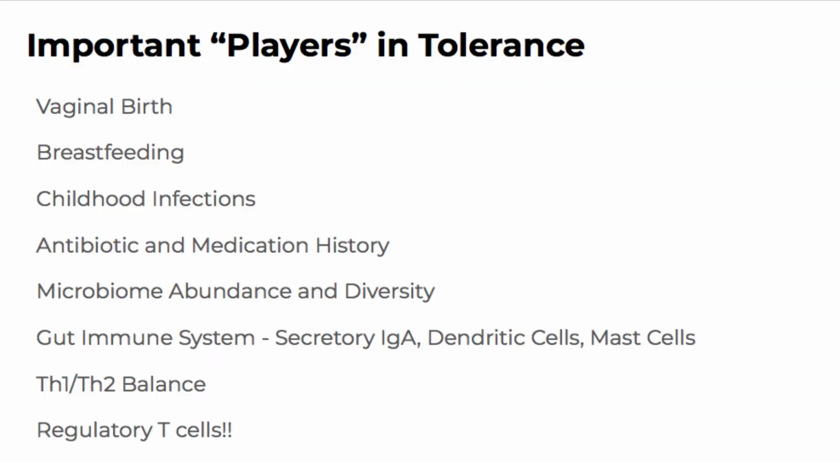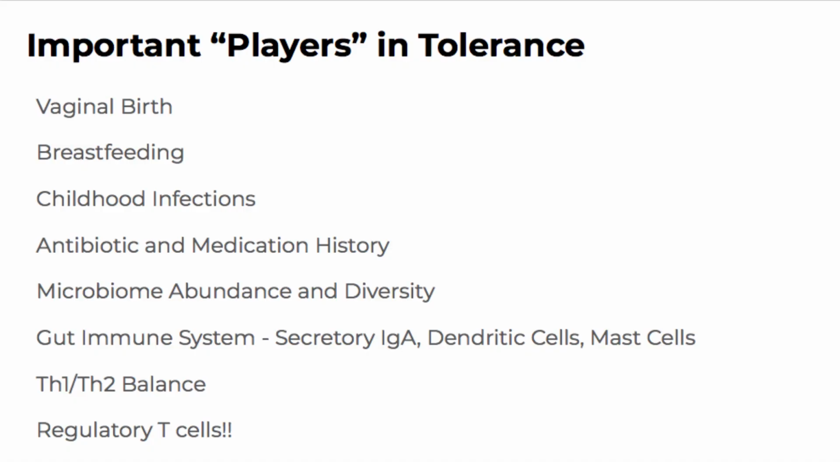So your antibiotic and medication history, your microbiome abundance and diversity are very, very important players in tolerance. You want to have an abundance of bugs in your gut, and you want to have a high diversity of bugs in your gut. And both of those things are really, really important for establishing tolerance. And we saw in a couple of those previous slides how important the microbiome was, and the changes that could happen in the microbiome are kind of in between this exposure and this autoimmune disease. There's that whole phase of the microbiome, and when this loss of tolerance happens, the microbiome is a really important player in that.